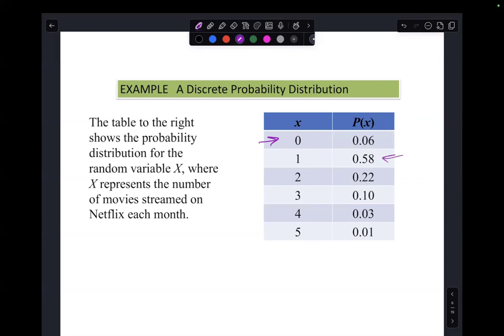And remember that any occurrence that's less than 5% of the time would be considered unusual. So these two right here would be considered unusual because they occur less than 5% of the time.